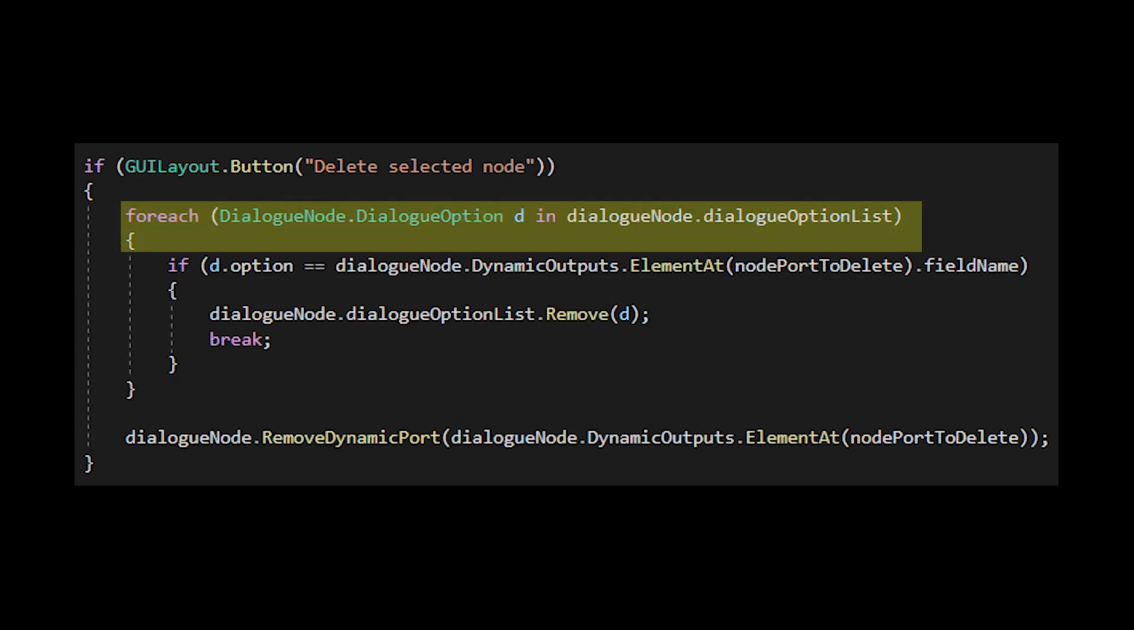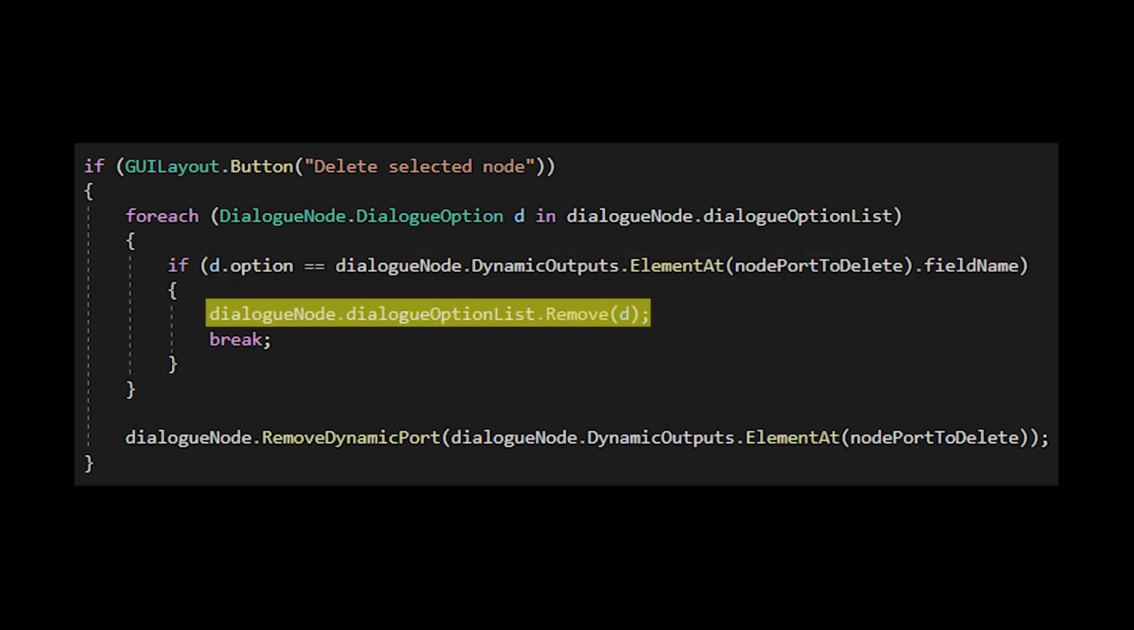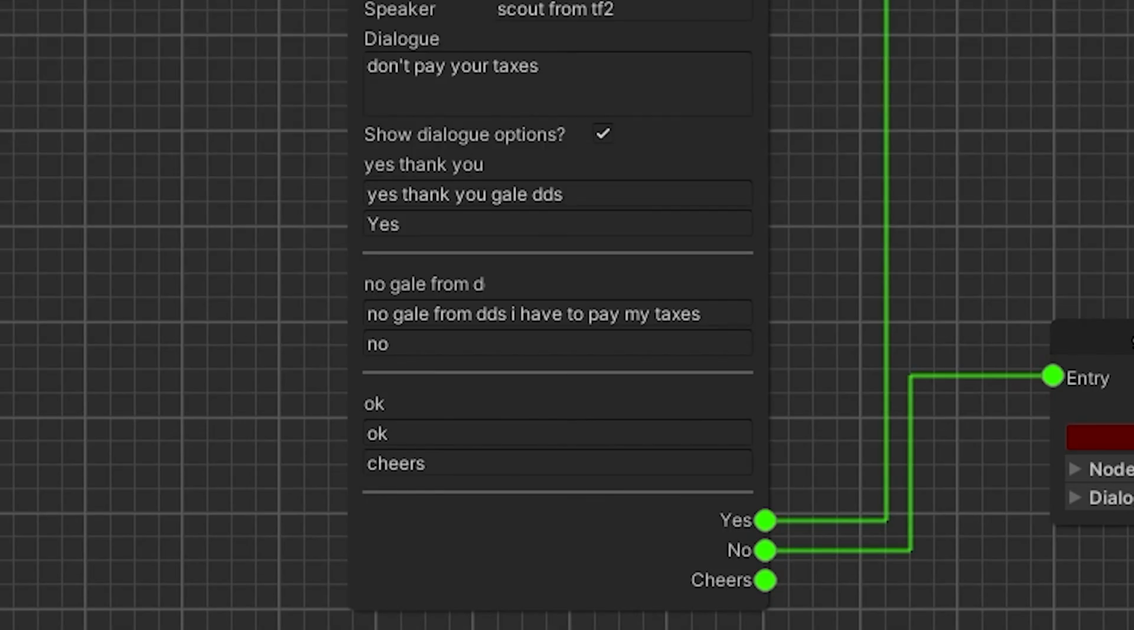Job done. Except wait, not job done, because the dialog option is still there, so we need to run a for each loop on our dialog options to see if one with that port exists, and if it does, we need to delete that too. Now finally, if we click the button, the port is removed.